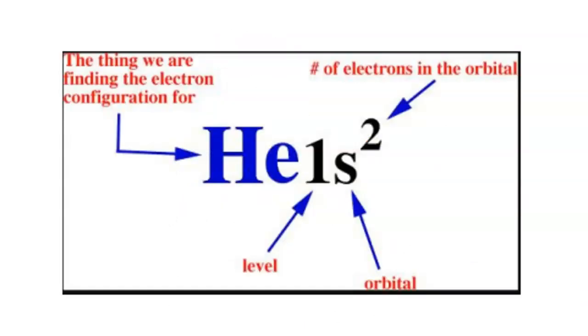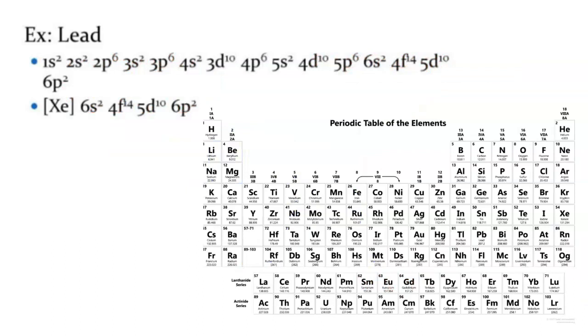How to write electron configuration. You're going to start with the shell number, which is your n, remember, and then you're going to follow that with the type of orbital. The last thing you'll do is write the superscript, and that indicates how many electrons are actually in the orbital.